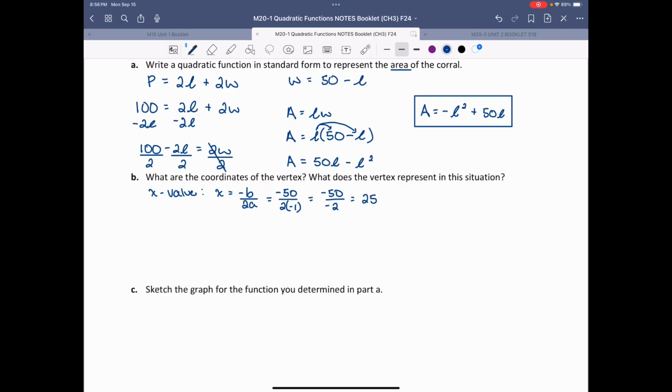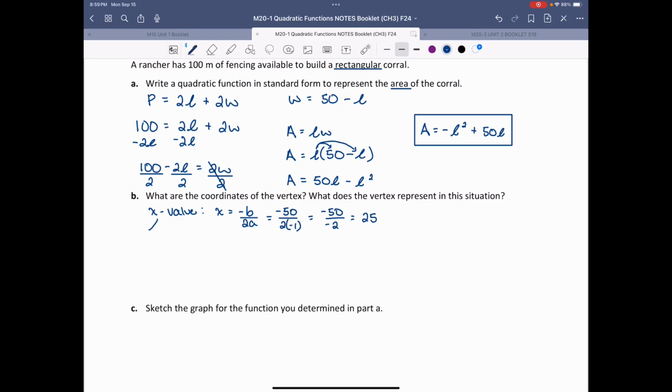So the x value of our vertex is 25. Really, this is the L value, so L equals 25. Then to get the y value of the vertex, which in this case represents the area, the A value, we substitute the value we got for our length, the x value of the vertex, into our quadratic function. So we have negative 25 squared plus 50 times 25.